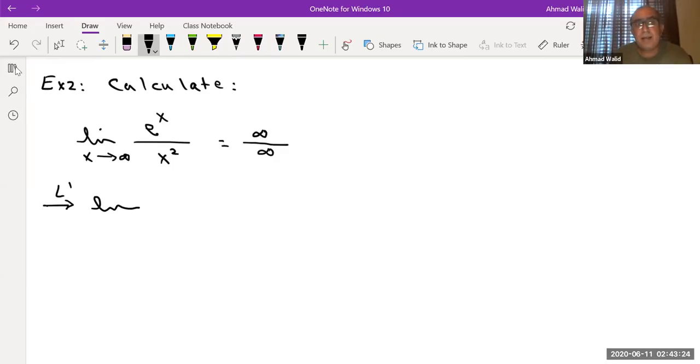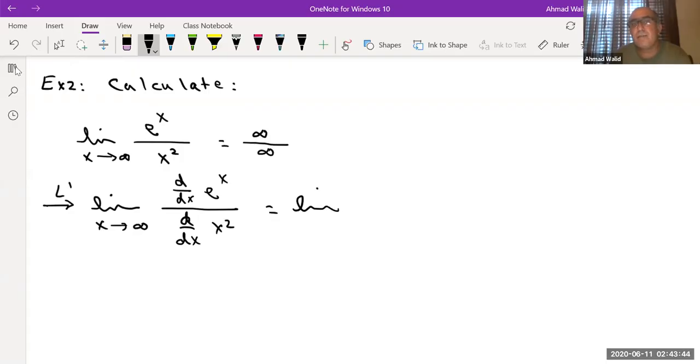Then I can write the limit as x approaches infinity. The derivative of the top, again, in this example, I write the notation for you, d/dx of e to the x over d/dx of x squared. Limit x approaches infinity. The derivative of e to the x gives you e to the x over the derivative of x squared, which gives you 2x.